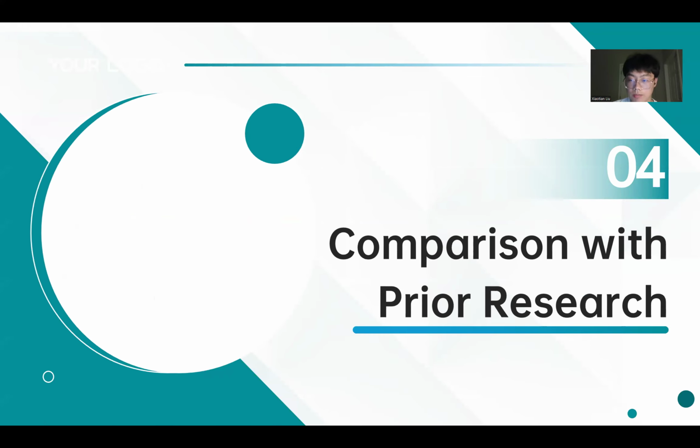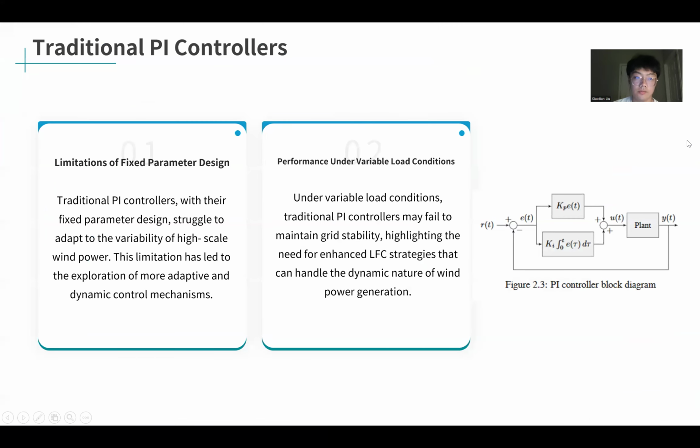And the fourth part is comparison with prior research. First is the limitation of fixed parameter design in the traditional PI controller. The traditional PI controller, with its fixed parameter design, struggles to adapt to the variability of large-scale wind power. This limitation has led to the exploration of more adaptive and dynamic control mechanisms. It has stable parameters, so it's not that flexible in a changing environment.